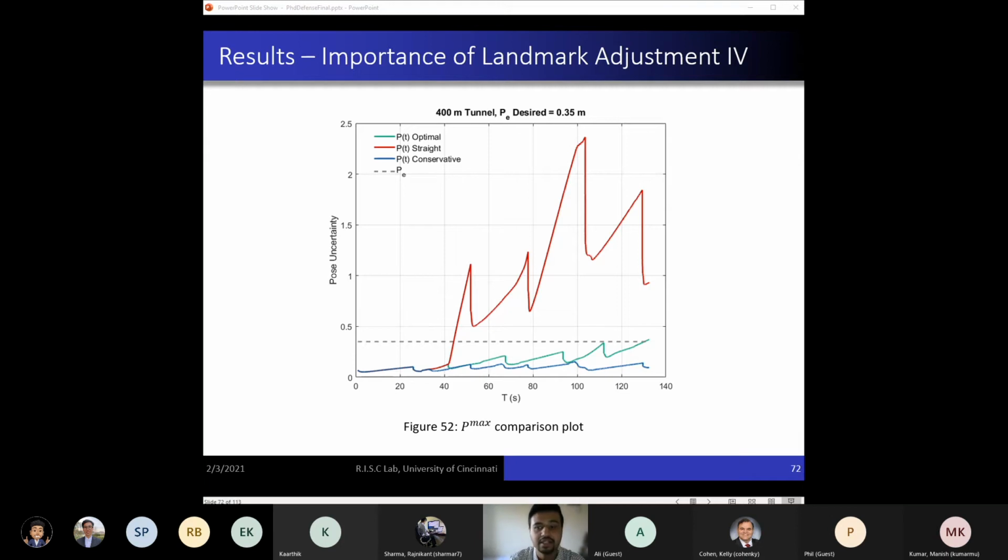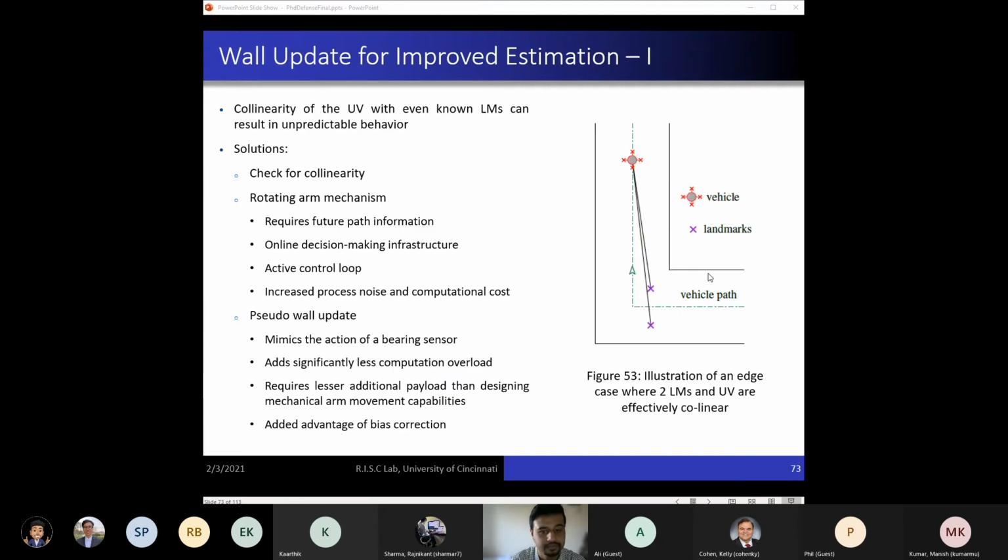The desired value for position uncertainty is 0.35 meter. It can be seen that using the optimal or conservative approaches, the vehicle is able to navigate, keeping the uncertainty in check. Now, we also notice that there are some edge cases where the optimal algorithm does not provide the desired result. This is due to the fact that 2 landmarks can effectively become collinear at some point as the vehicle travels to the next section of the trajectory after the landmarks are dropped.